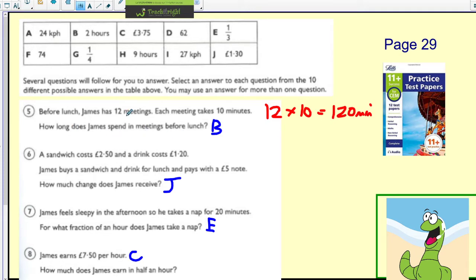And it says, how long does he spend? Well, since we don't have an answer 120, but I have spotted some answers in hours. Let's just quickly convert it to hours. And of course, 120 minutes is 2 hours, which is where our answer comes from.